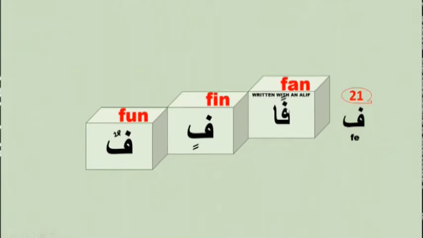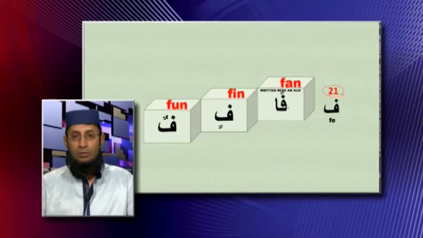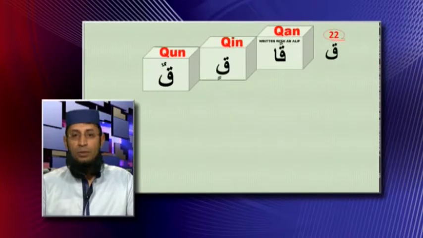Only the fan is written with alif, 2 letters in writing, 1 in pronunciation. Letter number 22 is the letter qaf. When we pronounce with fathatain, it's qan, qin, kasratain, and qun for dhammatain. So qan, qin, qun.